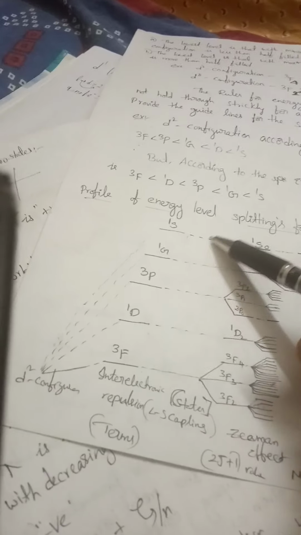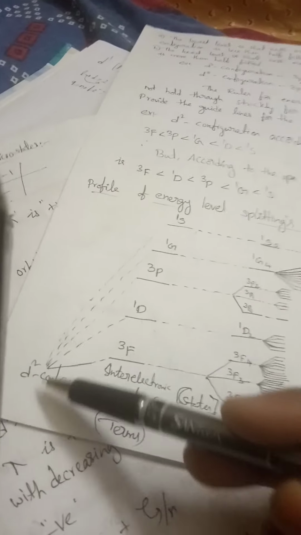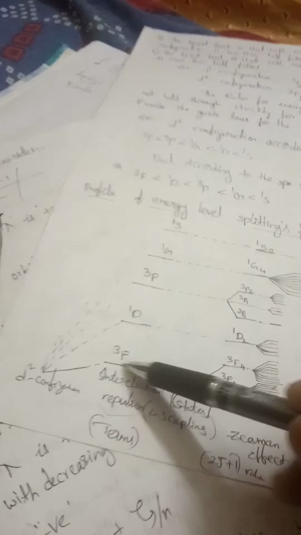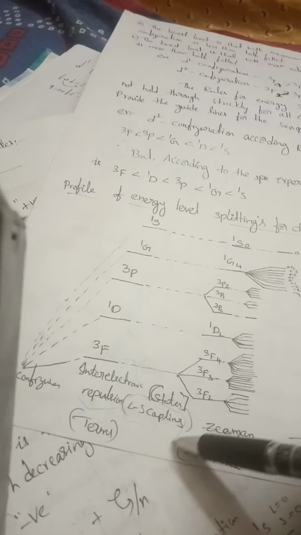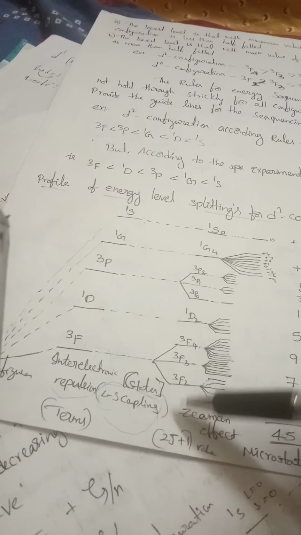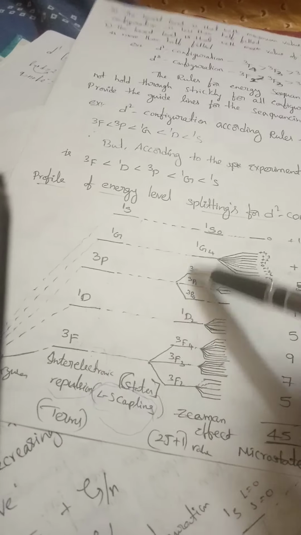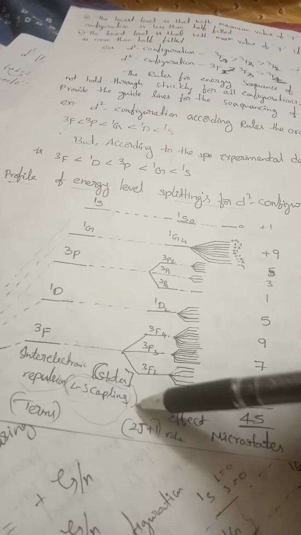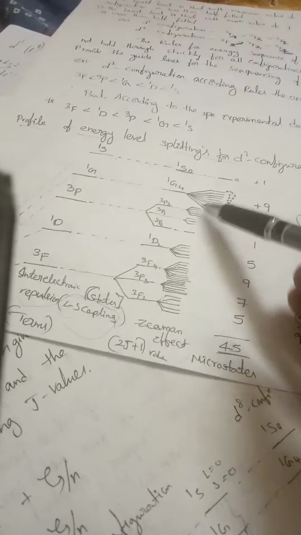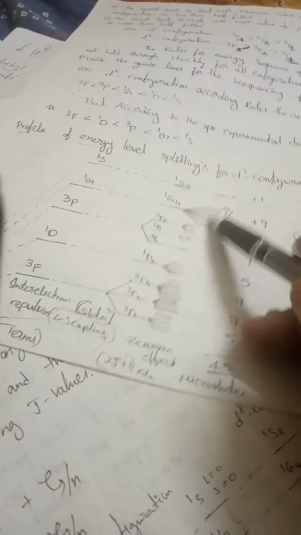So these are the terms derived from the d2 configuration, and the energy order is like this. The configuration undergoes interelectronic repulsions and we get terms. These terms undergo LS coupling, or spin-orbit coupling, and we get states. Then these states are subjected to the Zeeman effect, the effect of an electromagnetic field.